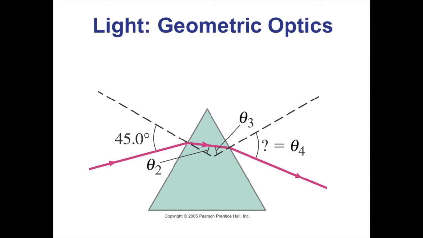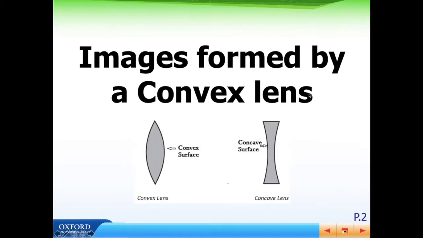Today's presentation is related to this unit, Geometric Optics. And the title of this presentation is Images Formed by a Convex Lens. In this presentation class, I will discuss how images are formed in a convex lens, and to elaborate further, the concept of the law of refraction of light.